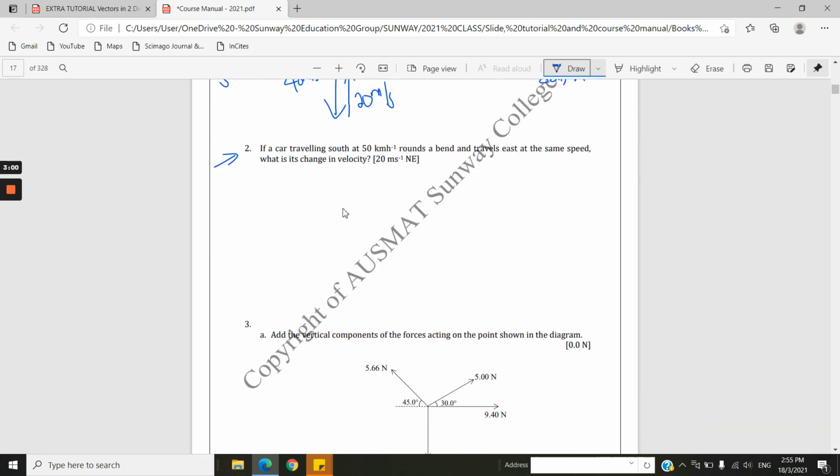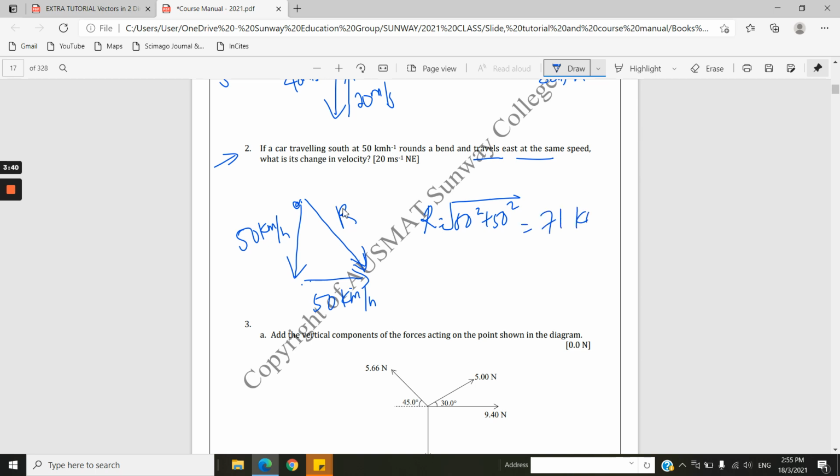For number 2, the car travels to the south at 50 km per hour. This is not an SI unit; you must change to SI units later on. Then it travels to the east at the same speed. Now, tail to head, you can use this triangle method to find the resultant. This is the tail, this is the head of the resultant vector. You can find the resultant by Pythagoras' theorem. At the end you get 71 km per hour.